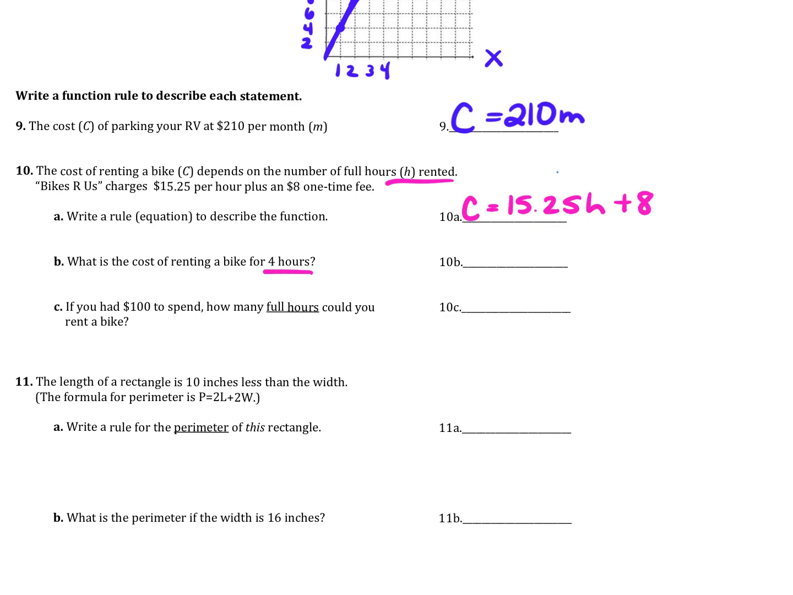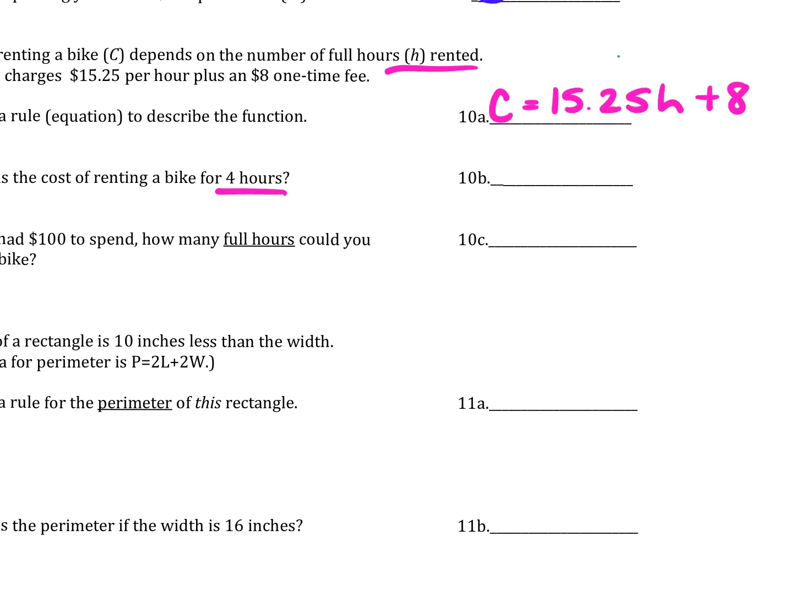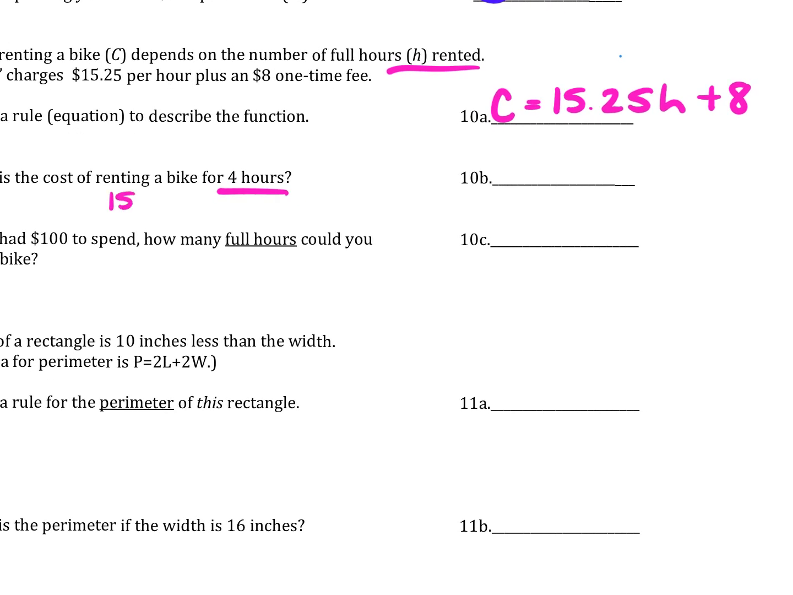So what would be the cost if you rent for 4 hours? What are you doing? Multiplying 15.25 times 4, and then add that 8 onto it is $69. Okay.